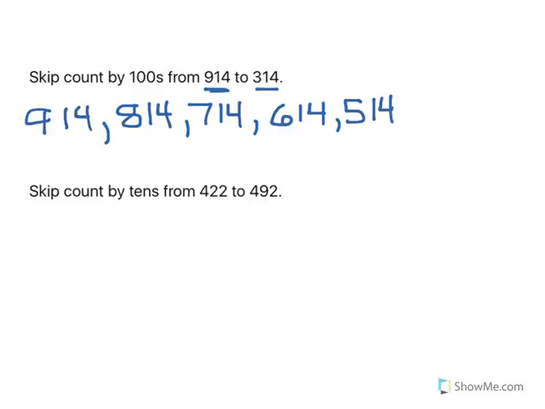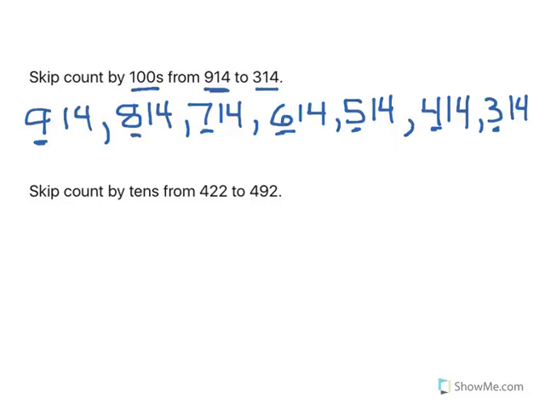514. My ones and tens are not changing. The only thing that's changing is my hundreds because I'm skip counting by 100s backwards. Then I have 414. And my last one is 314. So I skip counted by hundreds from 914 to 314. And the only thing that ever changed was my 100s place. My 100s place changed in each of them, but my tens and ones place stayed the same.